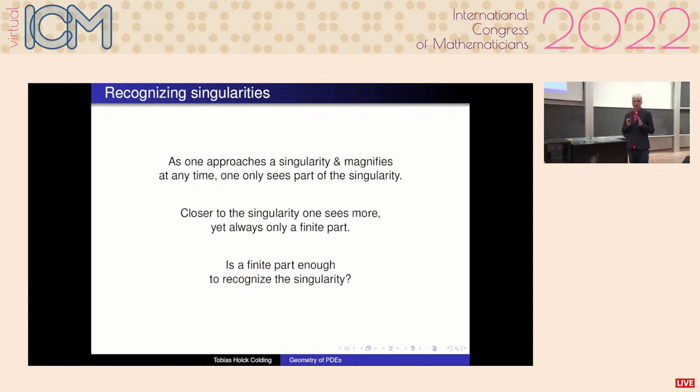Okay. So as you're going towards a singularity and you rescale, at any given time, you would only see part of the singularity. As you're going further in time, and you get closer to the actual singularity, you're rescaling more, you'll see more of the singularity. But at any given time, you only see a finite part of the singularity. And so another fundamental question to understand the flow is: can you recognize the singularity by just knowing a finite part of the singularity, okay?